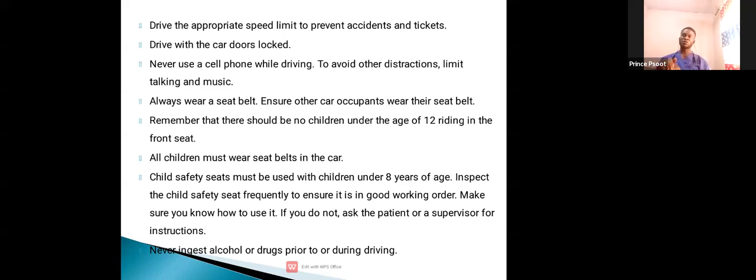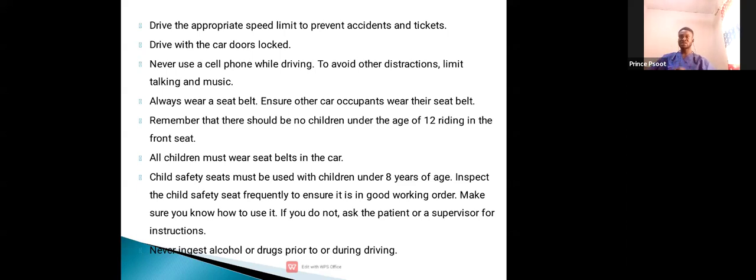You never use a cell phone while driving. Avoid distractions or limit talking and even limit music. Always wear a seat belt. Ensure other car occupants wear their seat belts as well. Then remember that there should be no children under the age of 12 riding in the front seat. All children must wear seat belts in the car.